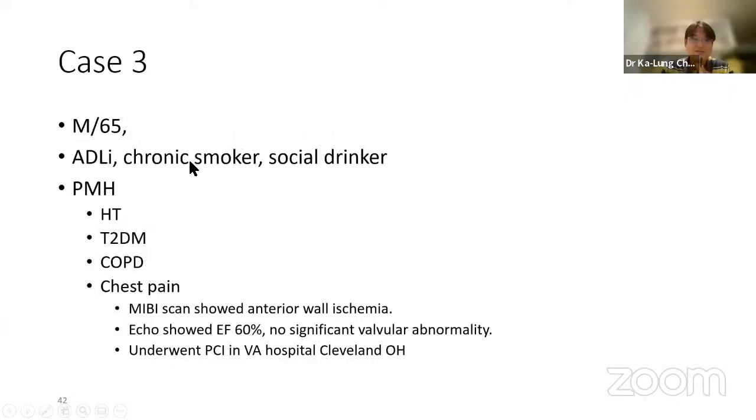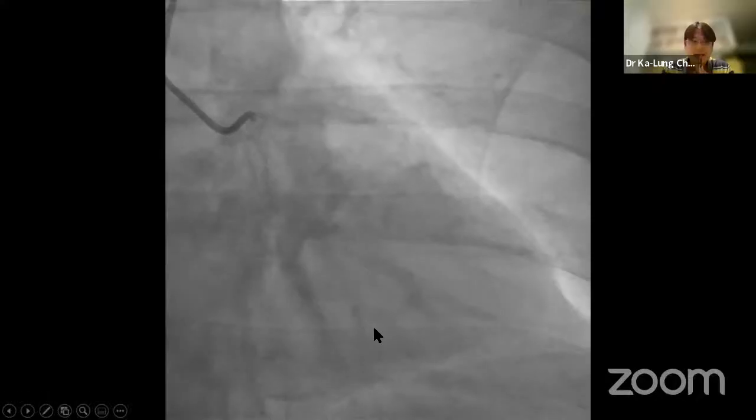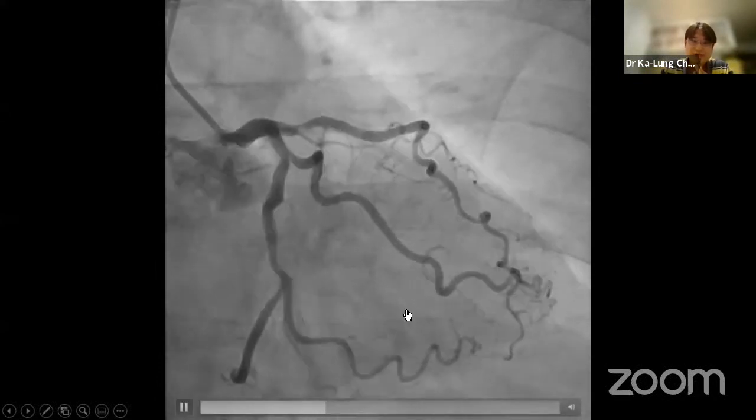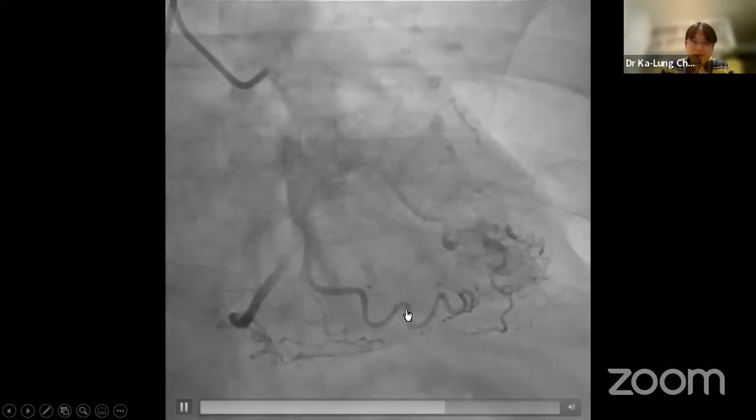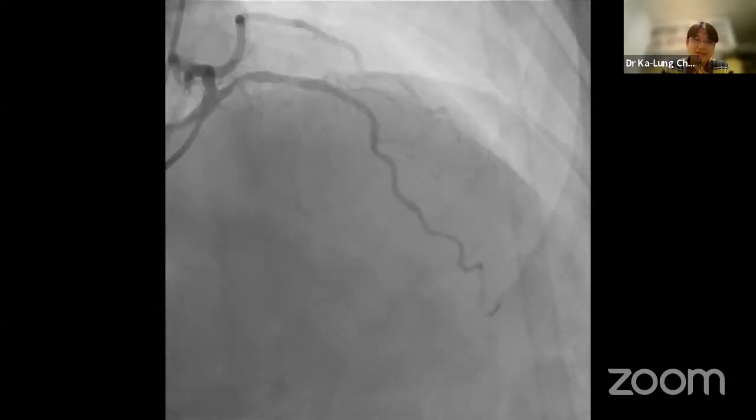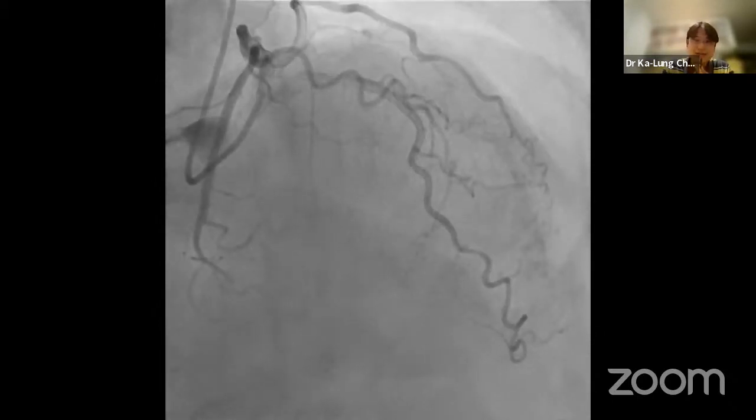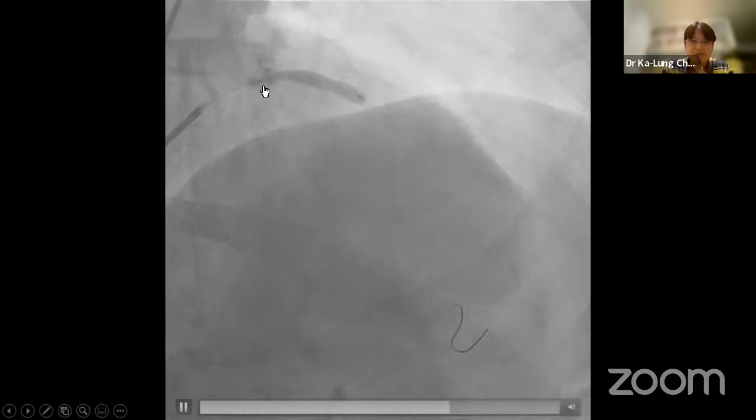The third case, I want to show because it's a complication case. It's a chronic smoker with hypertension and ischemic heart disease with a positive EBT scan in the anterior wall. This is the angiogram. We thought it was a simple case, basically a type A lesion, with not much calcium on angiogram. So we just did routine ballooning and put in a stent, but we found that the stent actually doesn't expand in the proximal segment.